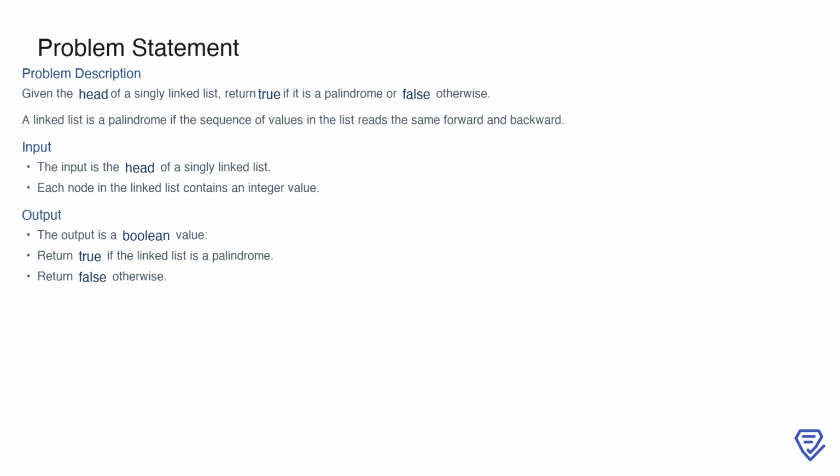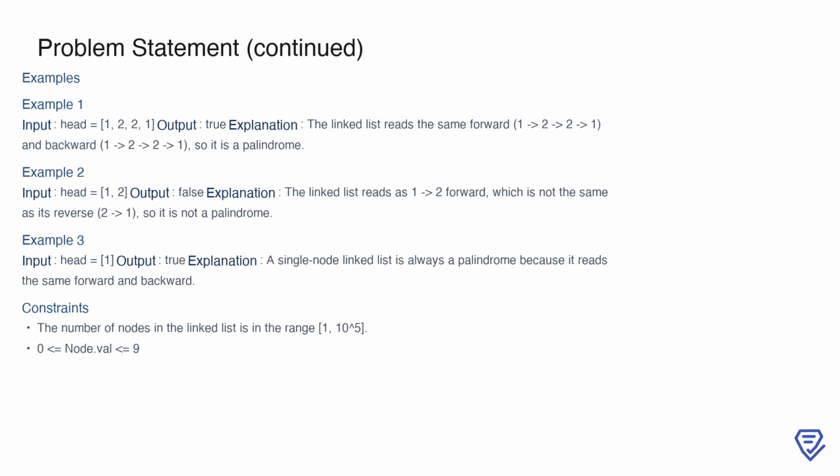Your input will be the head of the linked list, where each node contains an integer value. The output should be a Boolean, meaning you return true if the linked list is a palindrome, and false otherwise. To better understand this, let's look at some examples.